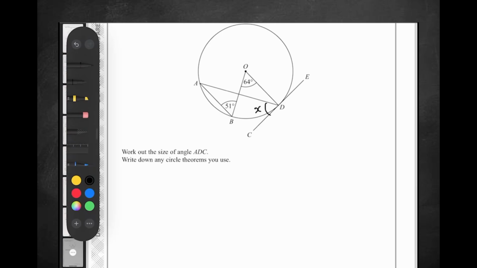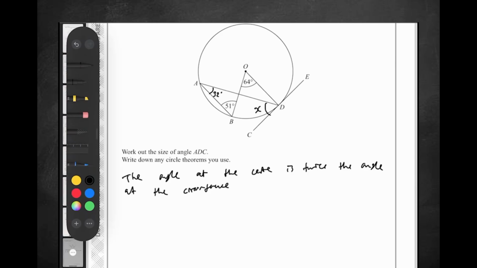And we know from circle theorems that the angle at the centre is twice the angle at the circumference. Therefore, we know that this angle here is going to be 32, which is half of your 64, which is at the centre.